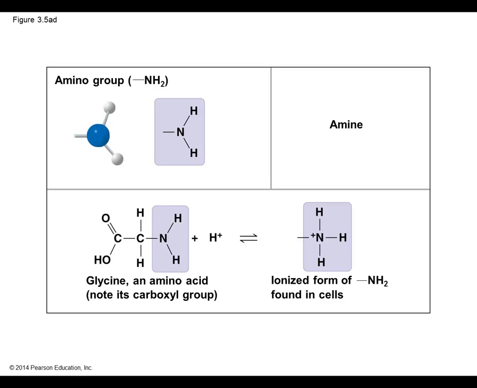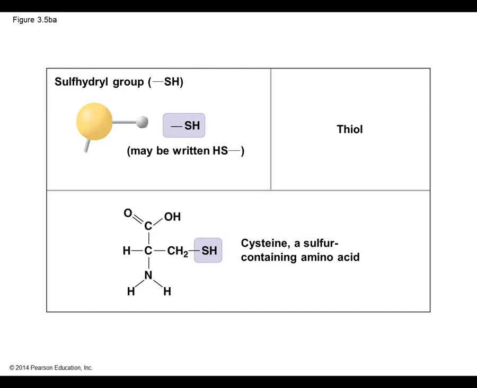Amine groups can ionize, and they accept a hydrogen ion, so they're basic, and they form a positive charge, NH3+. Sulfhydryl groups we'll learn more about later. They can form covalent bonds with each other. And here's the amino acid cysteine showing the sulfhydryl group.